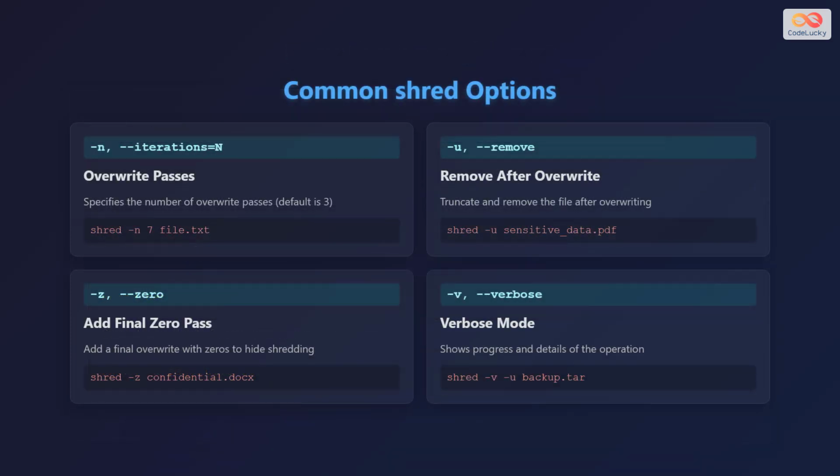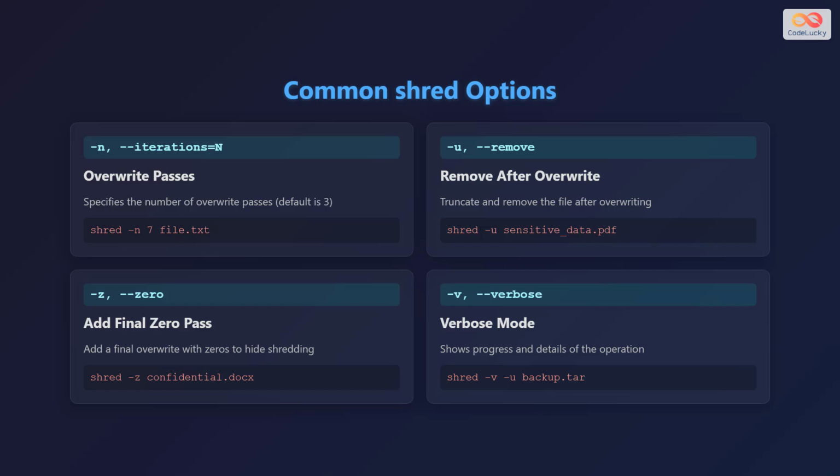Now let's take a look at some common options that you can use with the shred command. The first option is -n, or --iterations=N. This allows you to specify the number of overwrite passes. The default is 3, but you can increase this for more sensitive data. For example, you could type shred -n 7 file.txt to overwrite the file 7 times. The next option is -u, or --remove. This truncates and removes the file after overwriting. For instance, shred -u sensitive_data.pdf will overwrite and then delete the file.